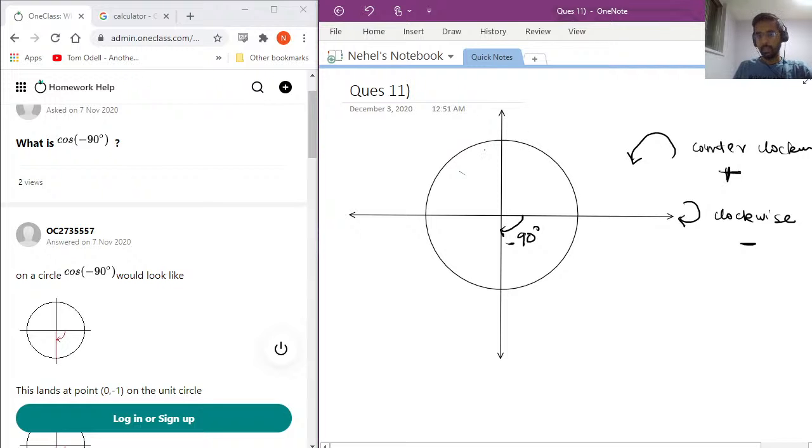And then to identify the values, we know that at this point where the circle intercepts the y-axis, this point is nothing but (0, -1). So therefore, the value at this point is nothing but -1. The reason I know it's -1 is because it's called a unit circle, the radius is 1, and at this point I'm 1 unit away from the center, which is the origin. Therefore, cos of negative 90 would be -1.